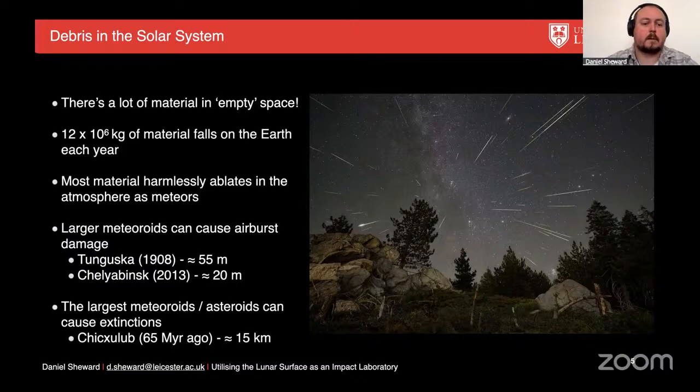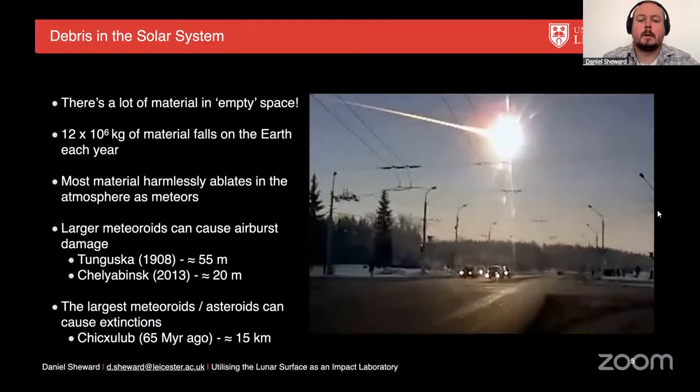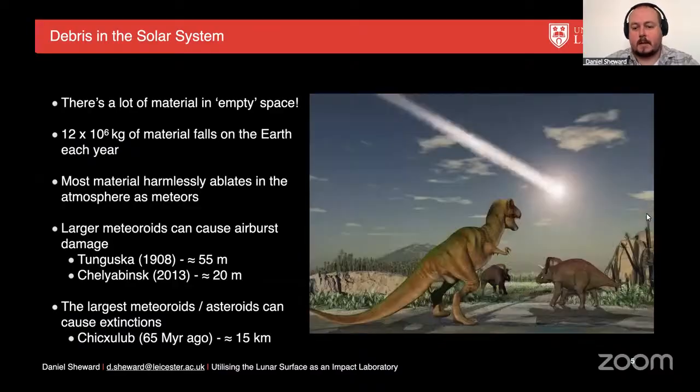So we have things like the Tunguska event in 1908 that was caused by a 55-meter diameter asteroid, and Chelyabinsk more recently in 2013 that was just a 20-meter object. And then up to the biggest size range, there's the dinosaur-killing asteroid that impacted 65 million years ago, and that was only a 15-kilometer wide body. So these things can do a lot of damage, if somewhat infrequently.